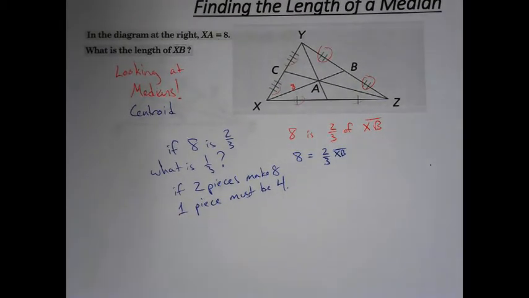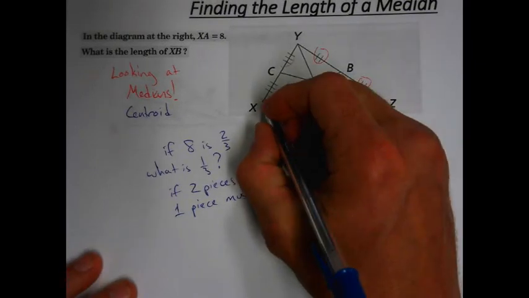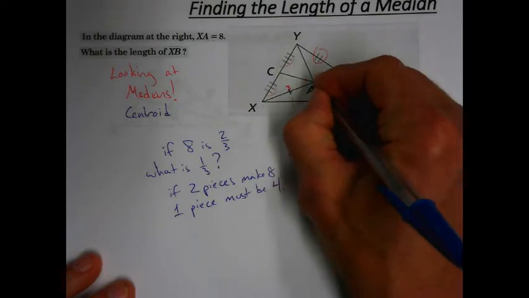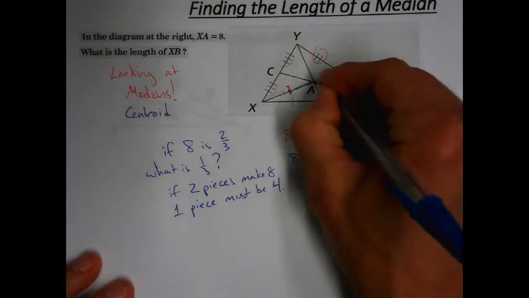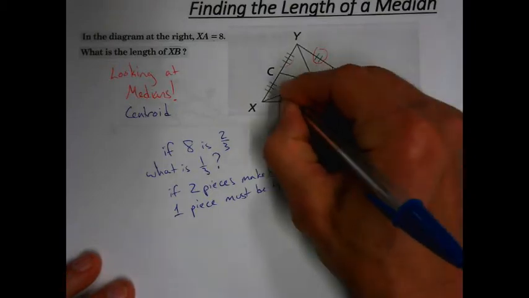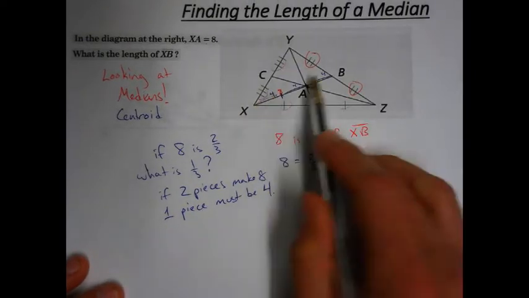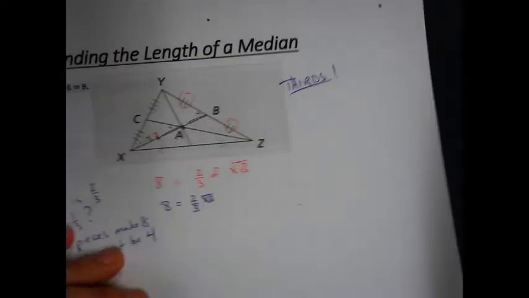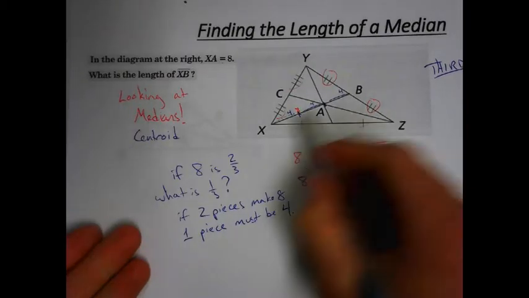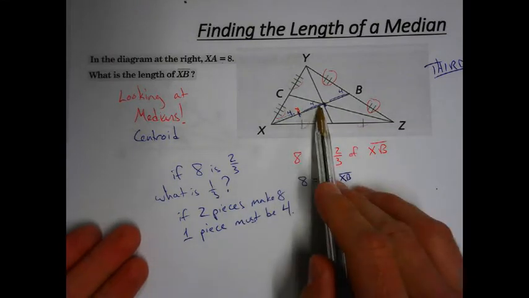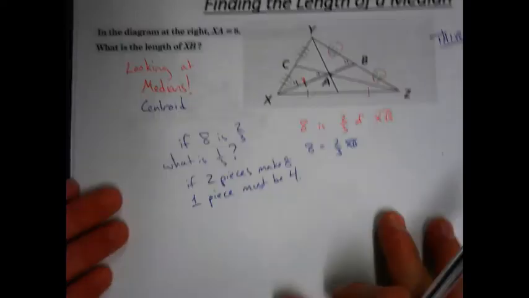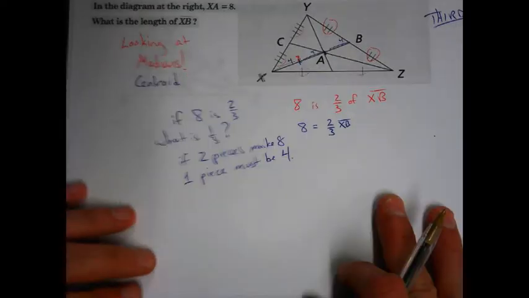If we have all of this cut up here as 8, that means we're dealing with 1 piece, 2 pieces, 3 pieces. Each piece is 4. That's the whole concept of thirds. We got to know what thirds are: 3 equal pieces. So when we look at XB being cut into thirds, 8 is 2 of them. The last one must be 1/3, right? So if 8 is 2/3, 1/3 must be 4.